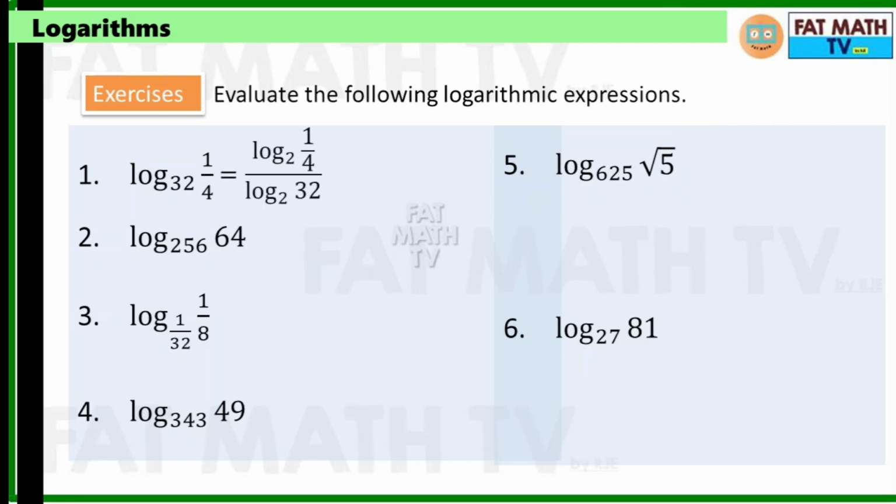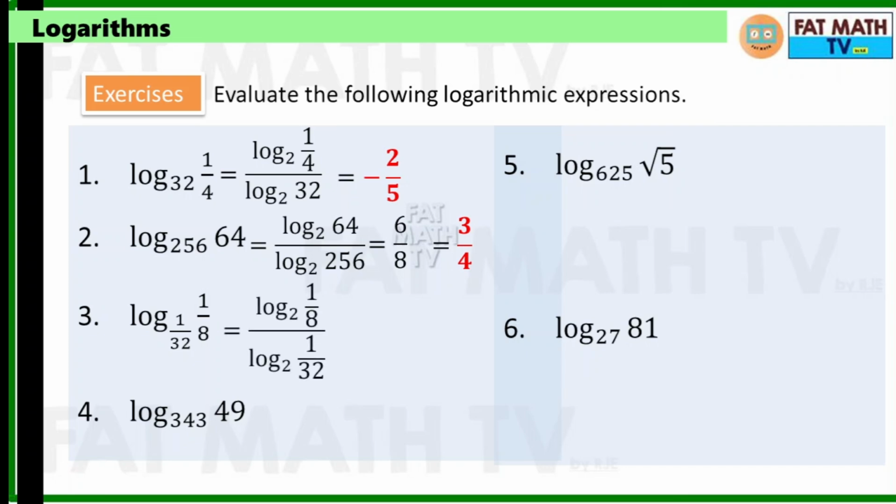So number 1, that's logarithm of 1/4 over logarithm of 32. Choose base 2. Logarithm of 1/4 to the base 2 is negative 2. Logarithm of 32 to the base 2 is 5. So the answer is negative 2/5. Number 2, logarithm of 64 to the base 256 is logarithm of 64 over logarithm of 256. You can choose base 2 or base 4. If you choose base 2, that is 6 over 8. You can simplify that to 3/4.